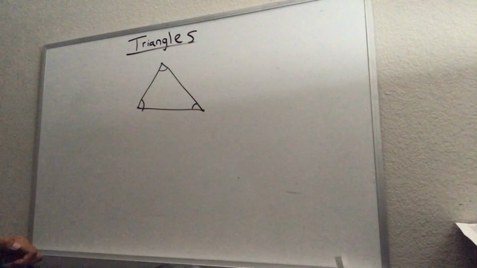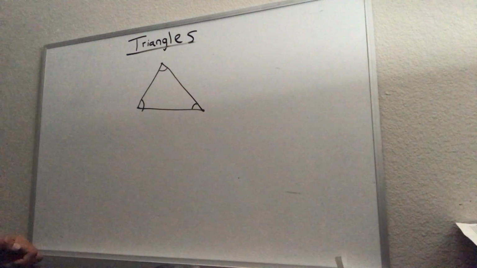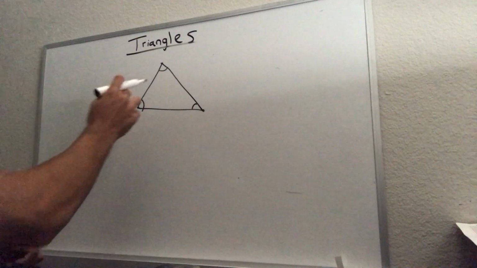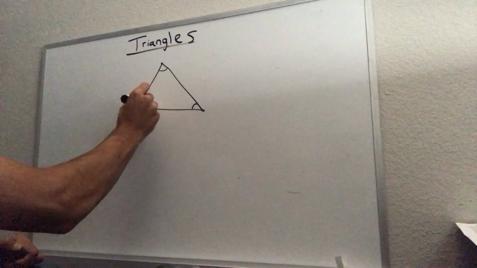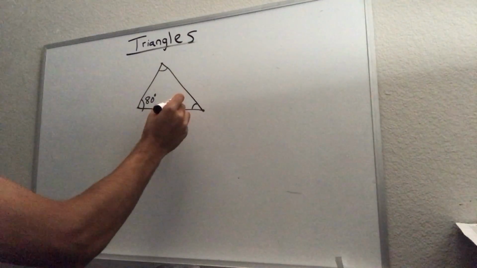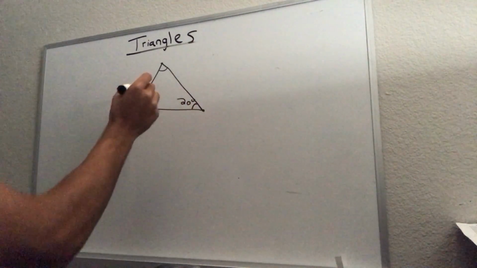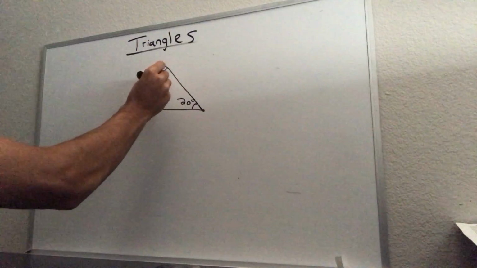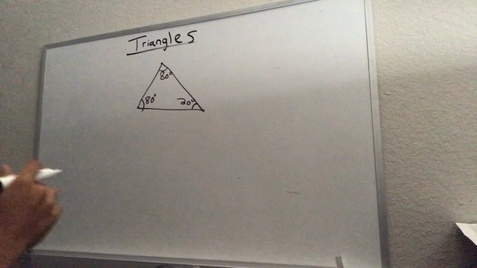And so this is an important concept because, for instance, if we're given something like this angle being 80 degrees and then this angle being 20 degrees, well then automatically this one must be 80 degrees. And so you can find a different measure.